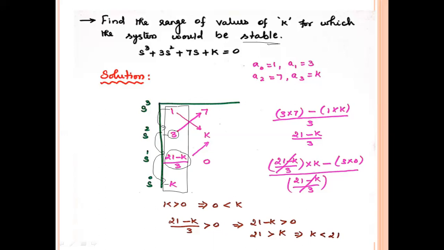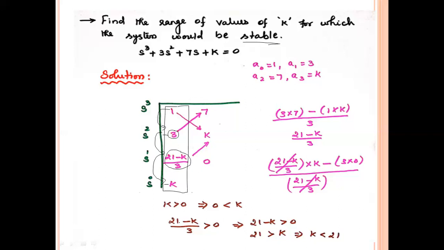But from this, what are we going to conclude? All the elements are positive. So therefore, we can write k is greater than 0. From this, we can write 0 is less than k. Then after that, I'm moving to the next step, that is the previous row: (21 minus k)/3 is greater than 0, because we want the range of k value.